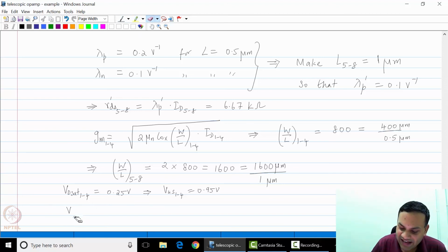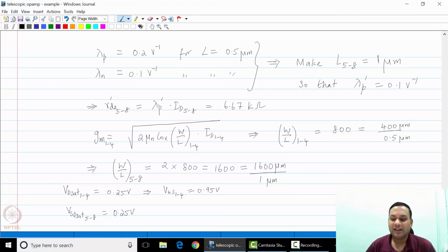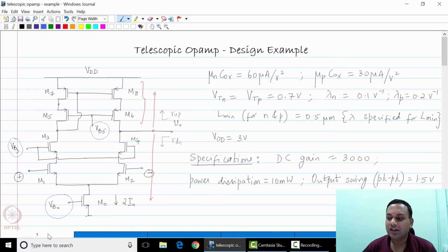Now what about VSD-SAT of 5 to 8? It turns out that since both GM and current values have been set to be equal, this is also 0.25 volts, and this is less than the required value for the swing, which was 0.375 volts. So therefore, output swing limits are okay. So now this particular design will meet all specifications required from the original op-amp.